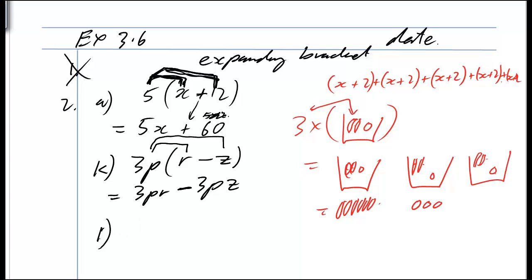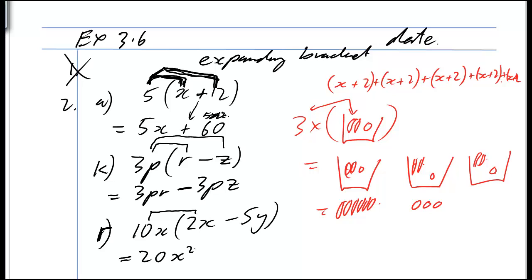We'll do one more. Let's do r of number 2. You've got 10x outside of (2x take 5y). Now, we take the thing in front of the brackets times the first term. 10 times 2 is 20. x times x is actually x squared. Now we get this number in front and multiply it by the second term in the brackets. 10 times 5 is 50.